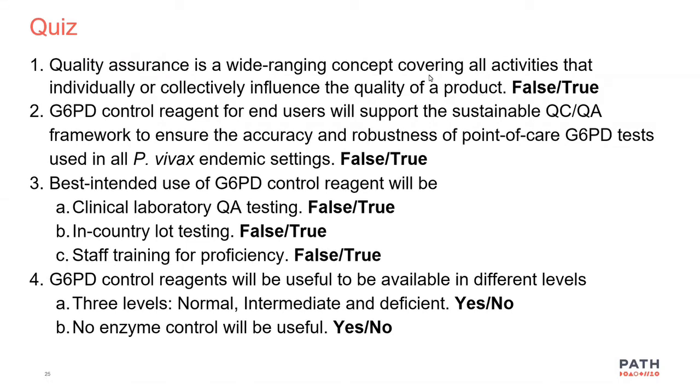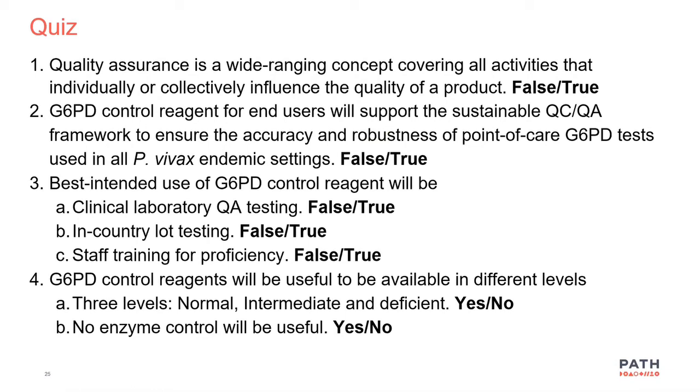So what we've done here is we put together 4 different questions about what we've discussed today in trying to understand or to raise the awareness of quality control samples in G6PD testing. And so the first statement is, quality assurance is a wide-ranging concept covering all activities that individually or collectively influence the quality of a product. So I would say that that's true. That is correct. That's what we're trying to convey here.